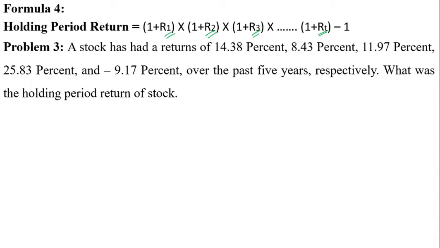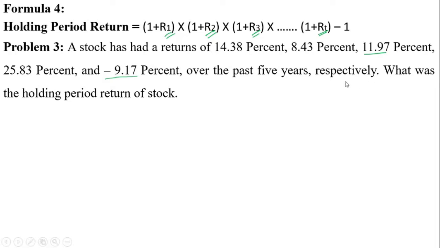Now the problem is given for us. We need to calculate the holding period return based upon the given information. We will see the problem. A stock has had returns of 14.38%, 18.38%, 8.43%, 11.97%, 25.83% and minus 9.17%. These are the different returns for the stock given for the past 5 years respectively.